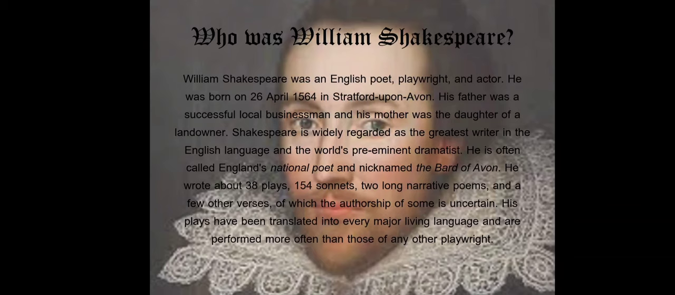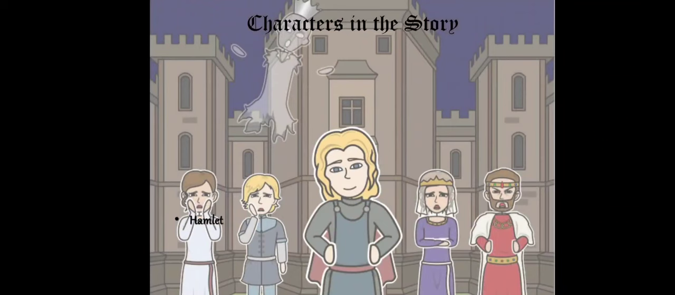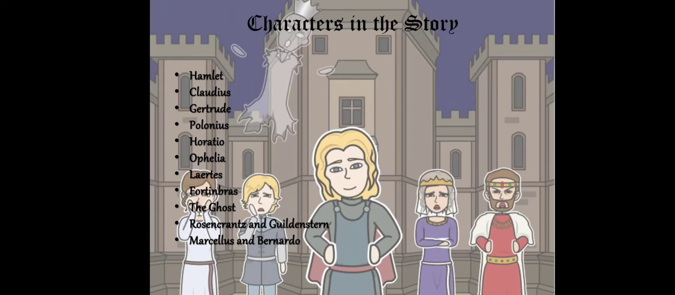He wrote about 38 plays, 154 sonnets, two long narrative poems, and a few other verses, of which the authorship of some is uncertain. His plays have been translated into every major living language and are performed more often than those of other playwrights. Now, let us discuss the characters: Hamlet, Claudius, Gertrude, Polonius, Horatio, Ophelia, Laertes, Fortinbras, the Ghost, Rosencrantz and Guildenstern, Marcellus and Bernardo.